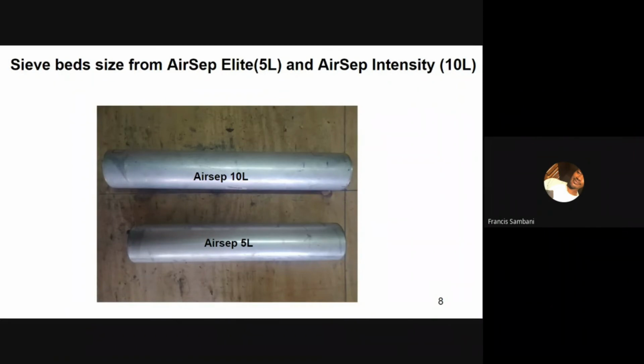So the 10 liter model, what differentiates it from the 5 liter model, of course, is first the output flow, and also the size of the sieve beds, and also the type of zeolite used in the sieve beds, because as already pointed out, the output pressure for the compressor is still the same because they use the same type of compressor in the AirSep 5 liter as well. So the AirSep 5 liter does work with the sodium-based zeolite.